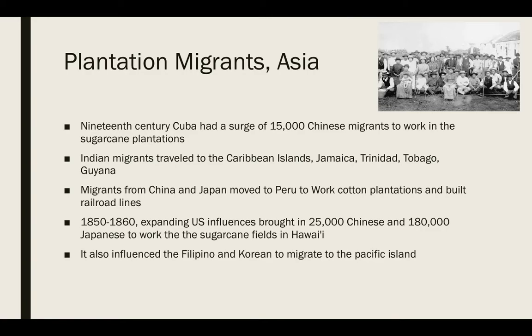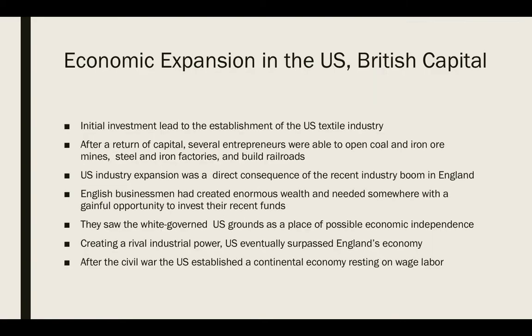From 1815 to 1860, expanding U.S. influence through industrialization brought in about 25,000 Chinese and about 180,000 Japanese to work the sugarcane fields in Hawaii. It also influenced the Filipino and Korean to migrate to the Pacific Islands as well.